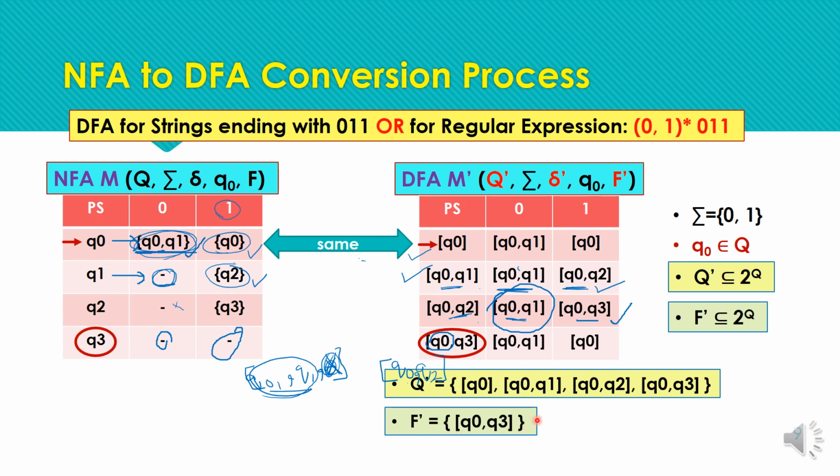Okay, don't get confused with these two states. This is only one state here, and this is representing one state of DFA. As NFA is having sets, these sets are converted to equivalent states in DFA.